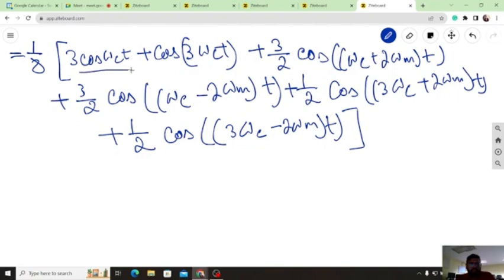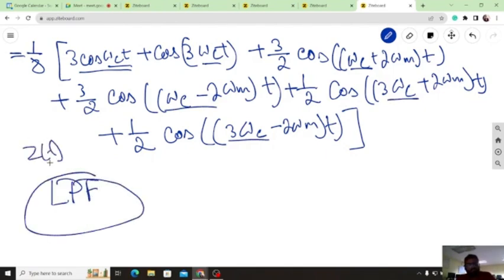So every term has a component of omega c, omega c, omega c, omega c. There is also an omega c term and this is an omega c term. So if this output z t goes through a LPF, none of these components will pass through the LPF. So what will be the output? The output will be 0 always. So the answer is 0.